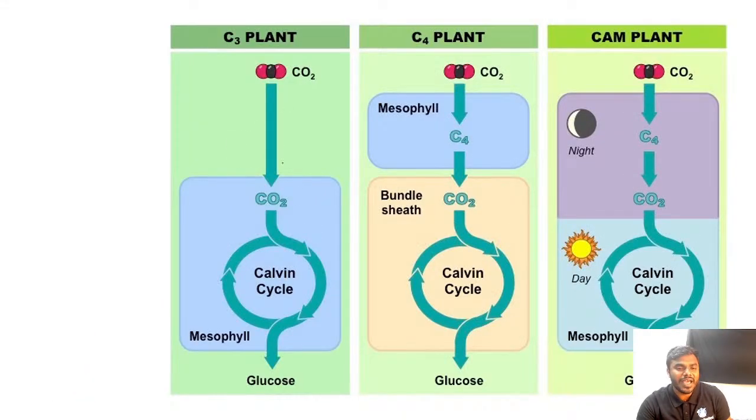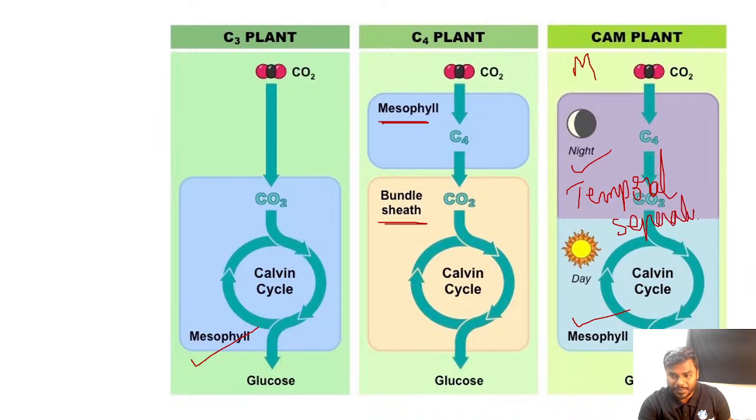If you look into the C3 plants, there is only mesophyll cell. If you look into the C4, both mesophyll and bundle sheath. If you look into the CAM plants, only mesophyll. But you know, right, stomata open during night time, stomata close during daytime. You call this the temporal separation. Please kindly do not forget this, temporal separation. Yes, I think Tarun, your doubt is very clear. Now in this slide, it only contains mesophyll.